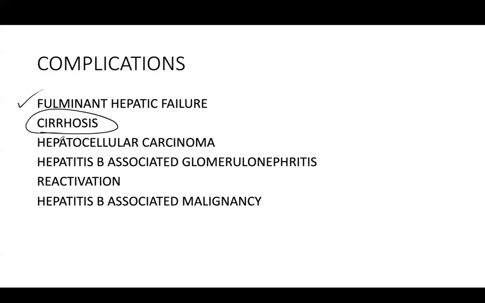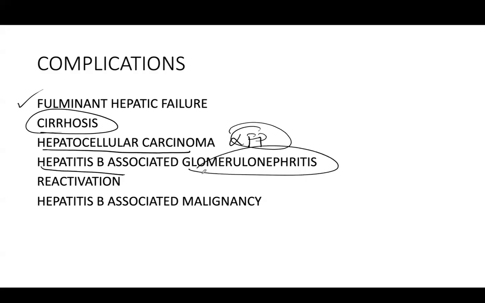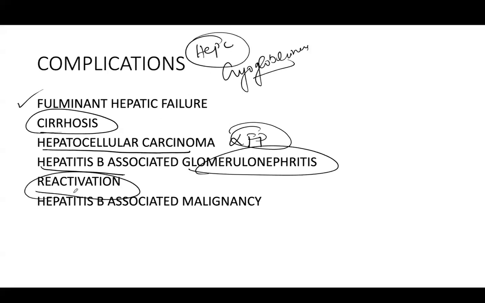Then cirrhosis can occur. Then another dreaded complication is hepatocellular carcinoma. This is why we are going to do alpha fetoprotein levels. And hepatitis B associated glomerulonephritis. There is another entity called cryoglobulinemia, which we will see tomorrow along with Hep C. It is more associated with Hep C than Hep B. Then another complication is reactivation. And there are chances of hepatitis B associated malignancies. All these things can occur as complications.